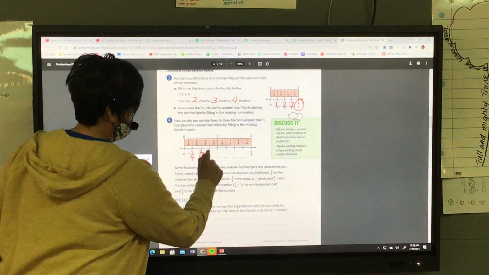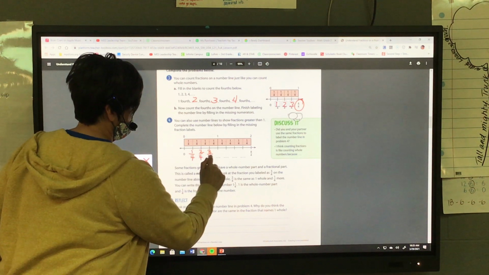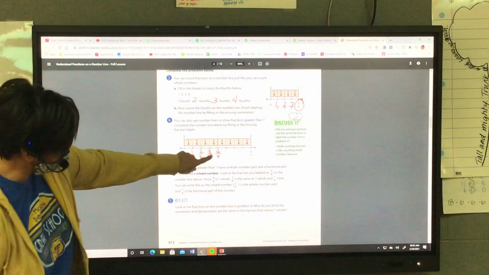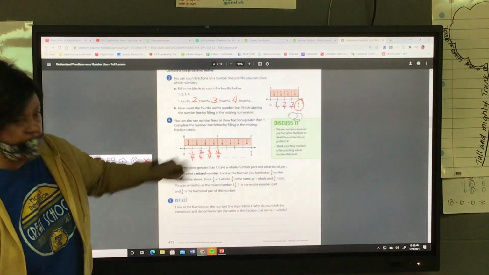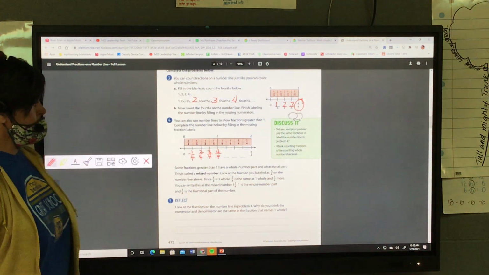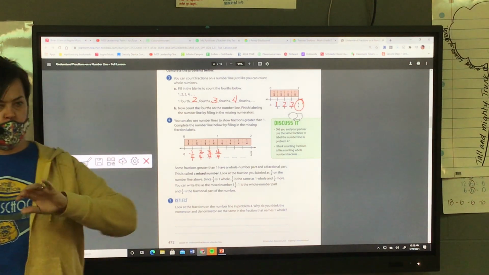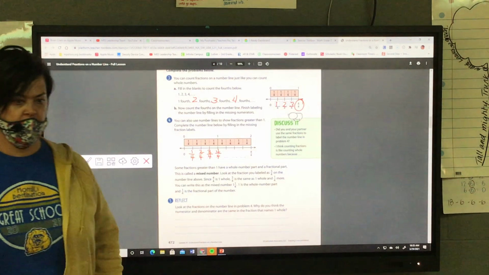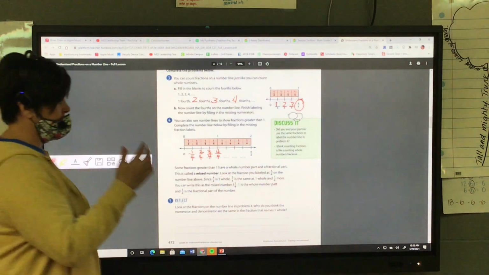3/4. What if we have 4 of them? Which is also, see how they labeled it? 1 whole up there. What if I have 4/4 and I add on 1 more fourth? Then I have 5/4.